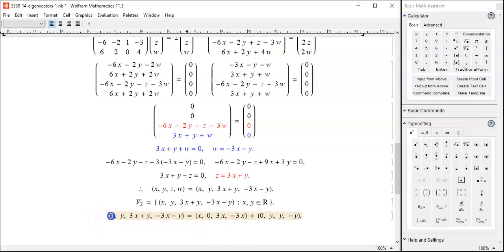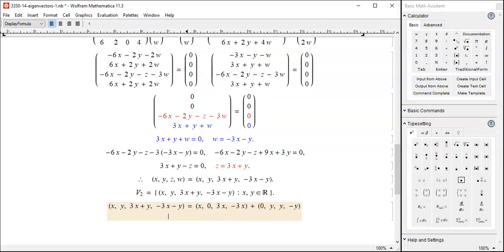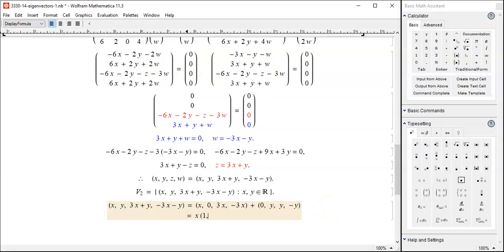So I have x only here, so go to x and nothing in the y part. Y here, nothing here, y goes over there. And we have 3x plus y, 3x here, y here, negative 3x minus 3y, negative 3x here, negative y here. Do you see it? Then this can be rewritten as x times (1, 0, 3, -3). And this can be written as y times (0, 1, 1, -1).